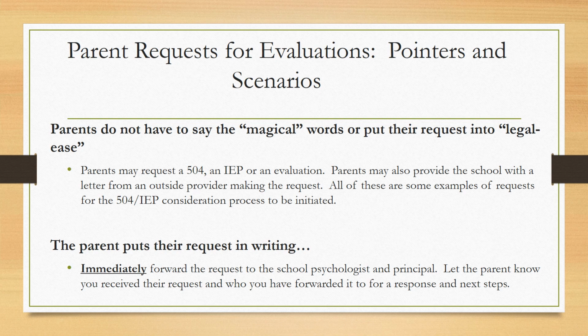Parents request evaluations in different ways. The cardinal rule is that the parent does not have to use the magic phrase, I request a special education evaluation. Sometimes parents request a 504 or an IEP or testing. Sometimes they provide the school with a letter from an outside agency making the request, or even a prescription for an IEP. Sometimes parents ask where they can get their child evaluated, not knowing we have a process. These are all examples of parent requests to be forwarded to the principal and school psychologist. If the parent does put their request in writing, immediately forward this to the school psych and principal.